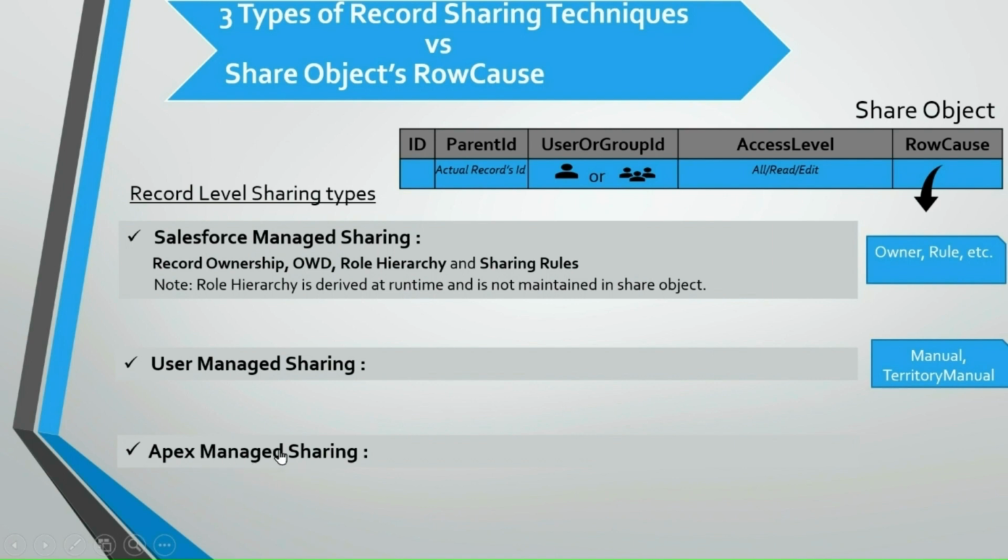Then finally for Apex managed sharing, the row cause is going to be the developer's wish. That is, whatever the developer defines at this object level, that particular row cause he can assign. That is, the developer is going to give his own name under the row cause for the Apex managed sharing records.